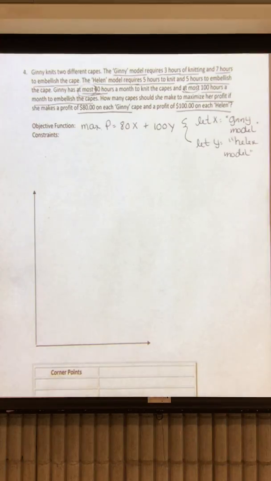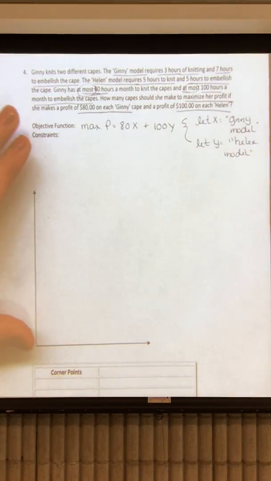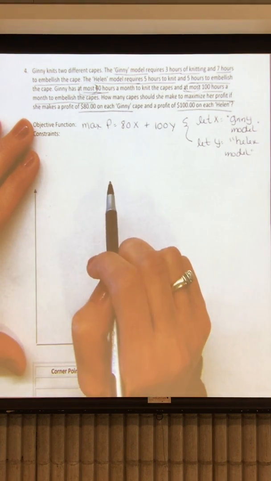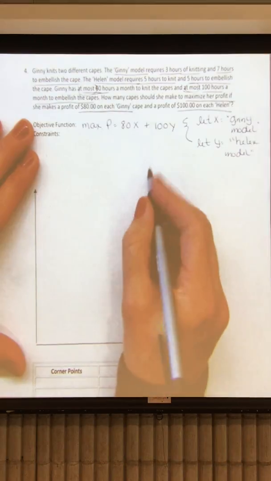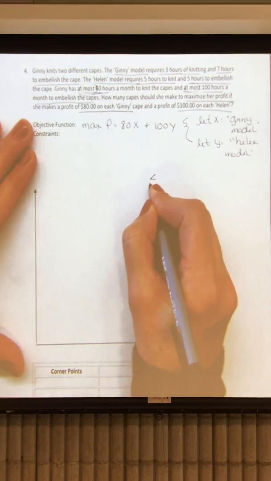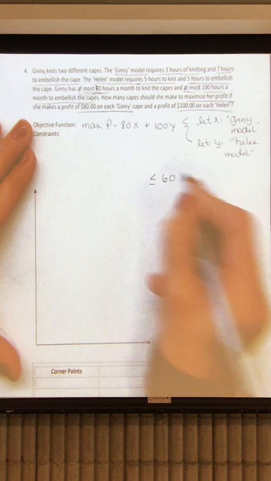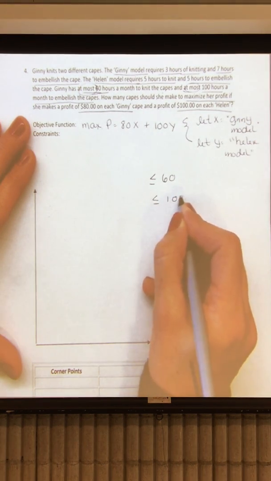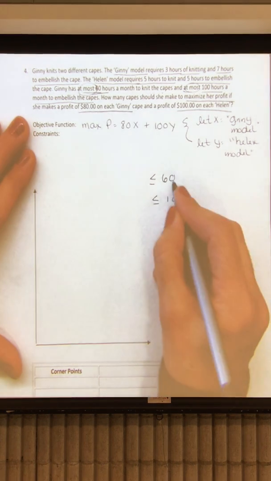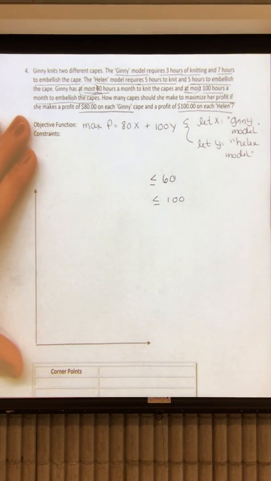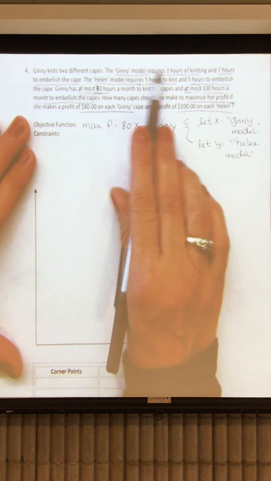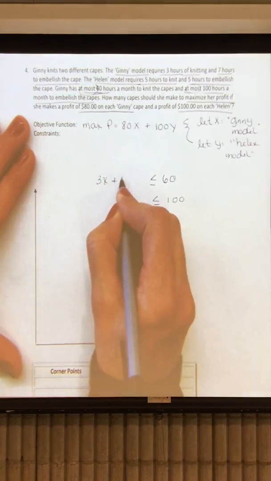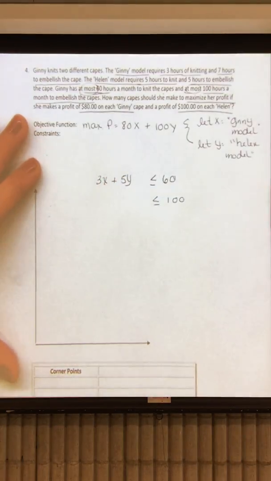So here are our constraints. We have an inequality to knit the cape. Here you have at most 60 hours a month, and we know at most is less than or equal to. So this is the 60 to knit, and at most 100 hours to embellish. This is going to be our knitting inequality. In our knitting, the Helen requires 5 hours and the Jenny requires 3 hours. So we have 3x plus 5y is less than or equal to 60.